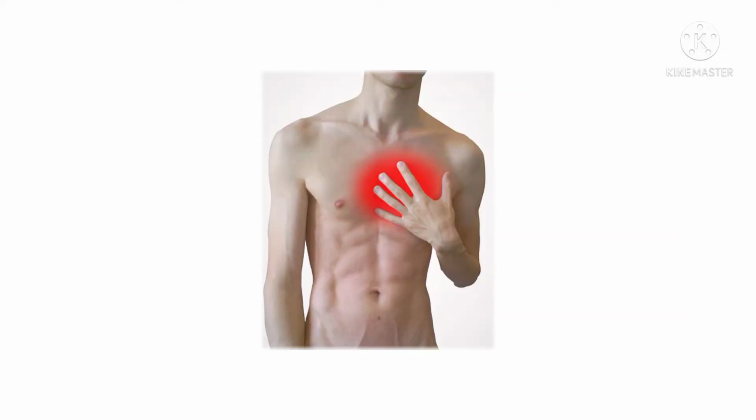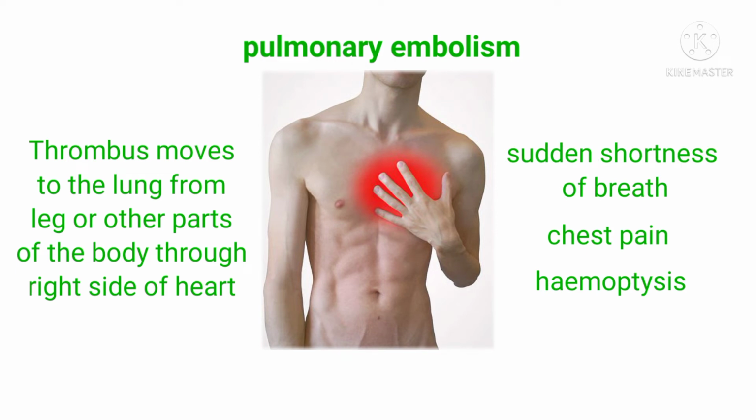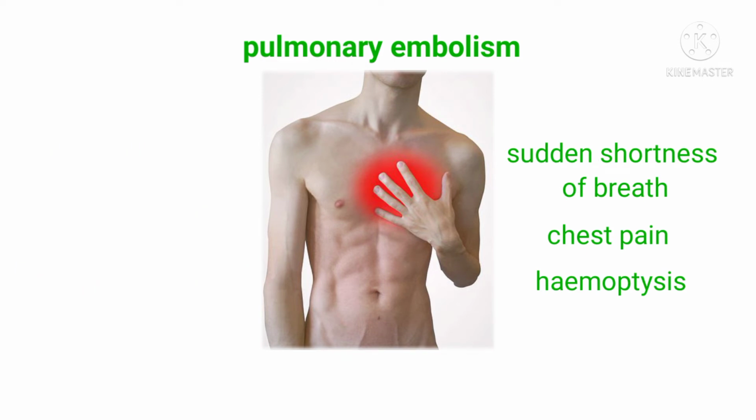Today we will discuss pulmonary embolism. Pulmonary embolism is a condition when a thrombus moves to the lung from the leg or any parts of the body through the right side of the heart. Patients usually present with sudden shortness of breath, chest pain and haemoptysis.